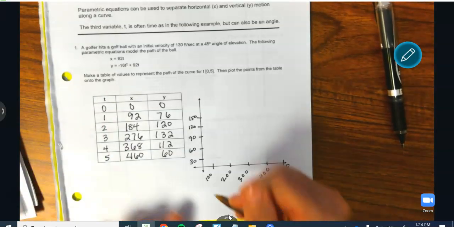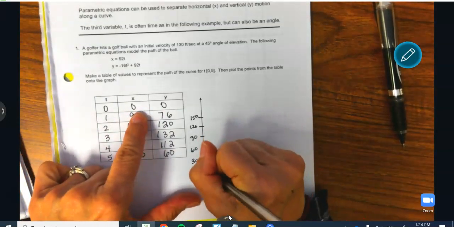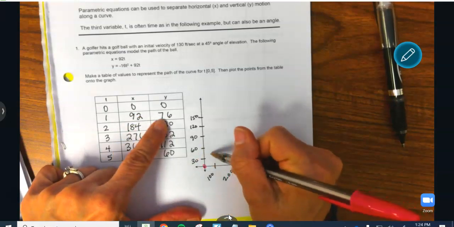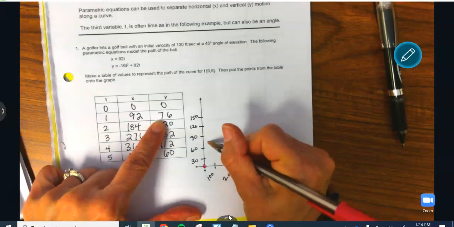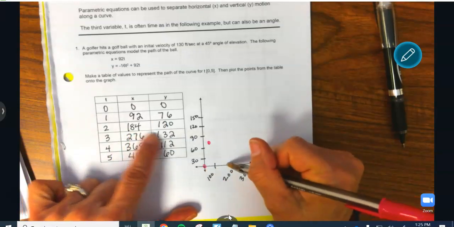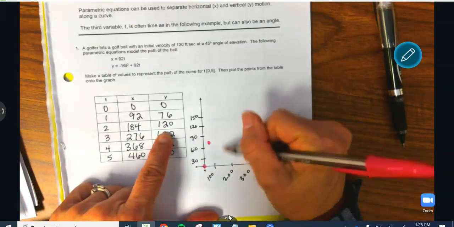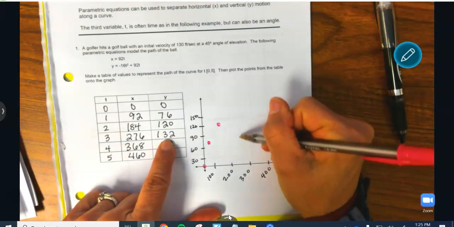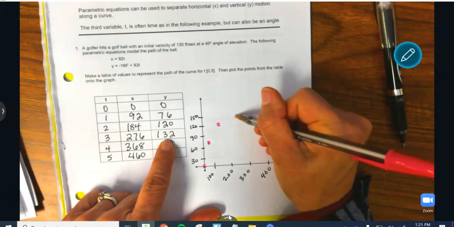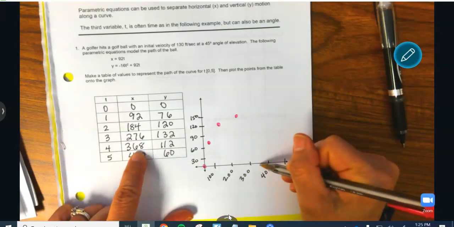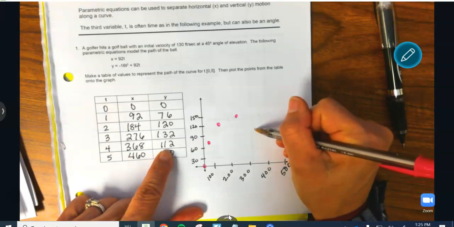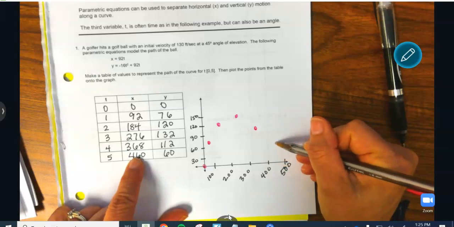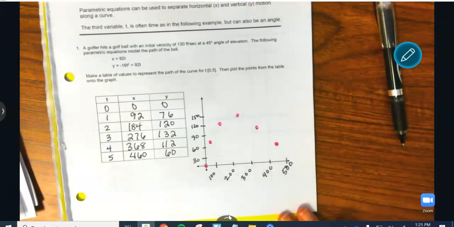So we got something down at the origin, 0, 0. And then 92, 76. 92 is before this, 76 is about right there. Remember, we're kind of estimating. 184, 120. 276, 132. 368, 112. And then 460, and then right on the 60 on the y-axis.